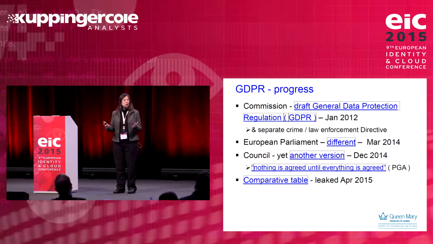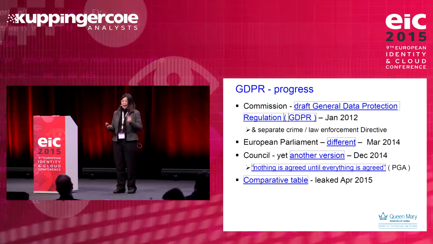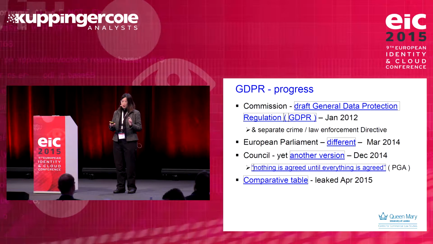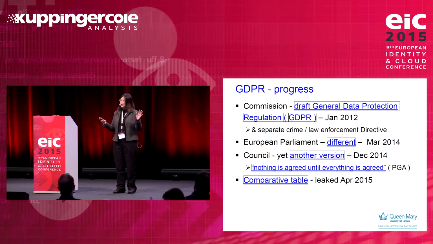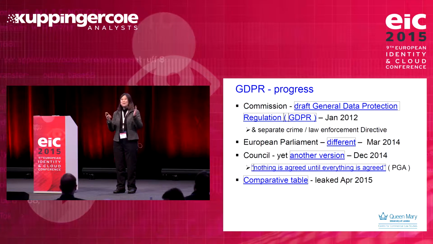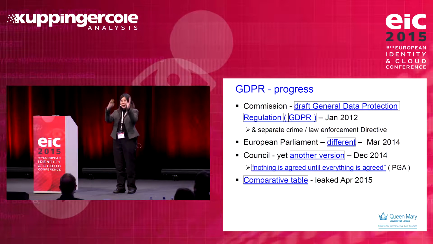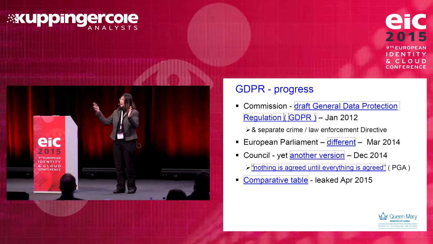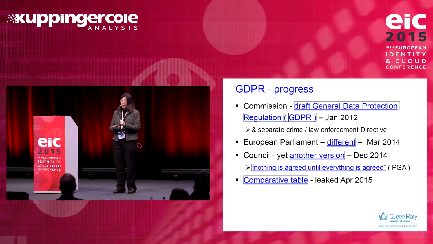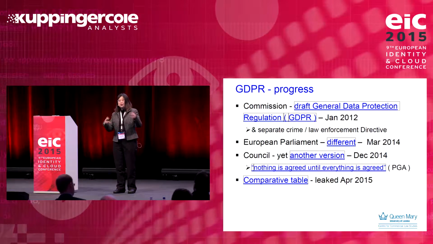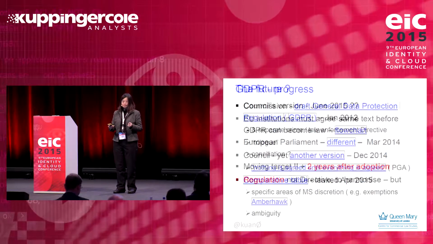So there's a lot of horse trading that's going on. I've also included a link there to a comparative table, which is quite useful if you've got insomnia. It's many hundred pages long, and it was leaked last month, and it basically shows side by side each version for internal discussion between the EU institutions.